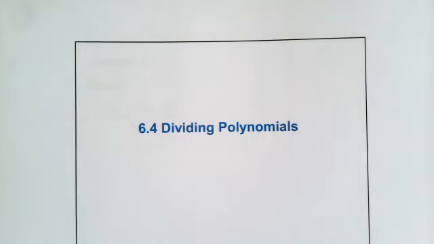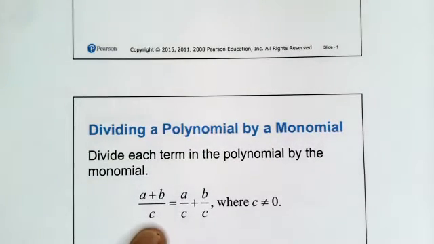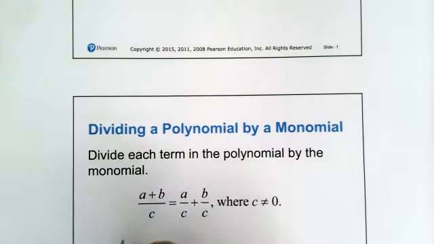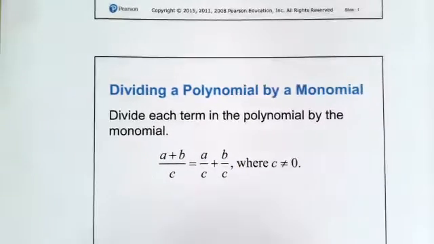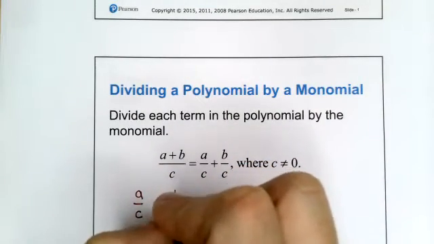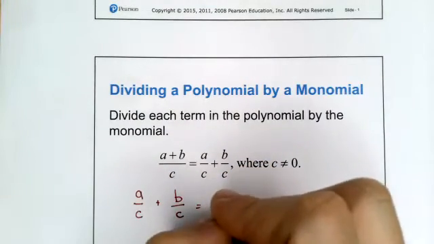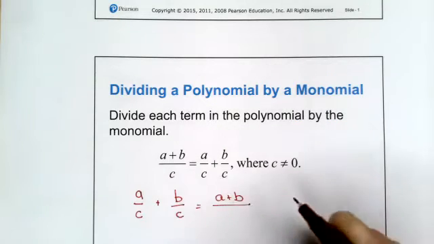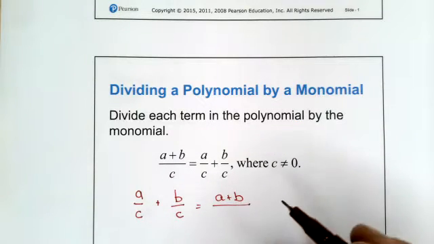So remember, what all of this is saying is we know the rule for adding or subtracting fractions that have the same denominator, right? So this says a plus b over c equals a over c plus b over c. Another way to look at it is a over c combined with b over c becomes whatever these two were combined.